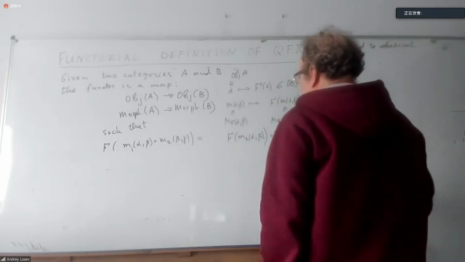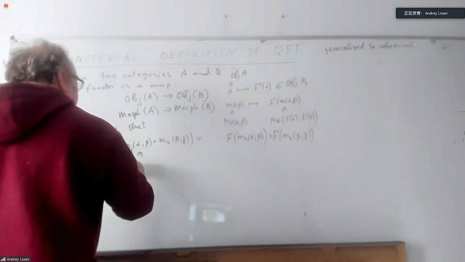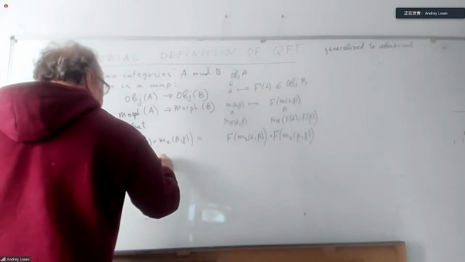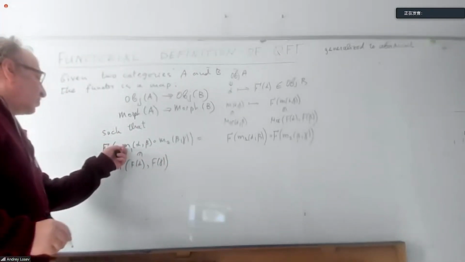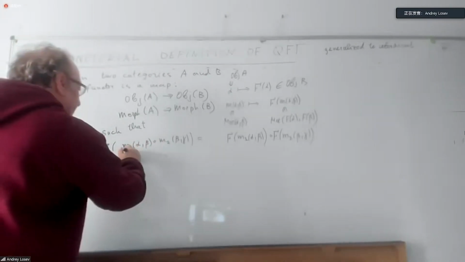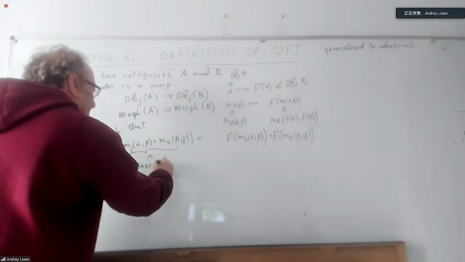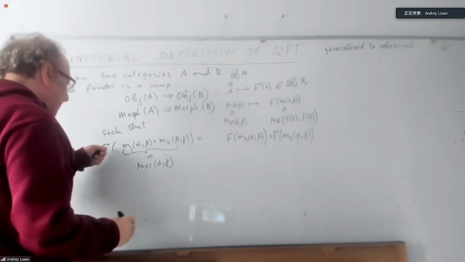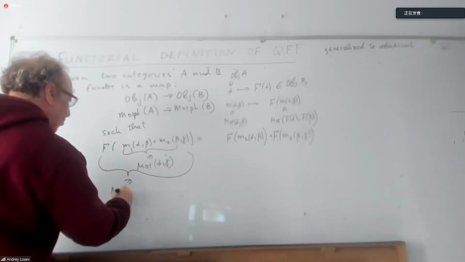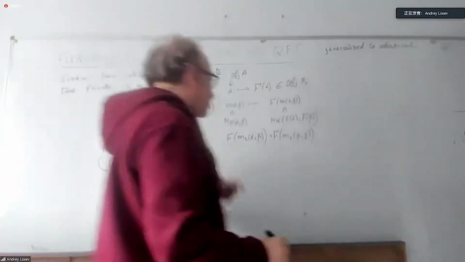So this thing belongs to morphisms between F alpha and F gamma. Because this thing, let me write it like this. This object belongs to morphisms between alpha and gamma, and F applied to this belongs to morphisms between F of alpha, F of gamma.